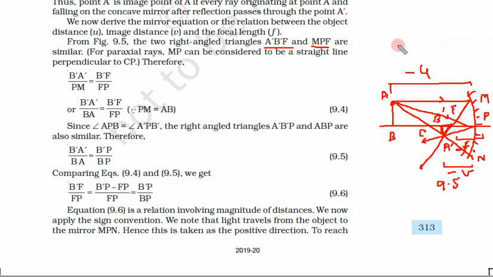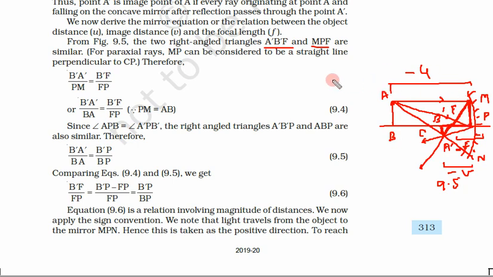As we know, this P can be considered directly straight here, because this is a mirror with a very large radius of curvature. So here we are applying the approximation. What is the approximation? This MP is almost straight. Why is it almost straight? Because we are taking the radius of curvature to be very large. So this right angle triangle A dash B dash F and this right angle triangle are both similar.